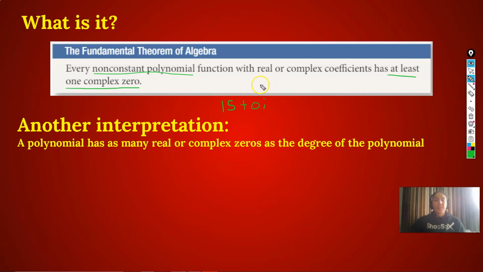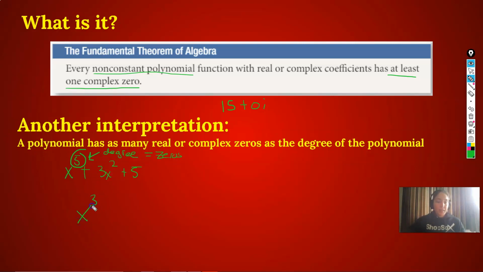So this is basically saying that every non-constant polynomial has at least one zero. We'll just say zero now in general. A consequence of that, or another interpretation, is that a polynomial has as many real or complex zeros as the degree of the polynomial. So x to the fifth plus 3x squared plus 5 has 5 zeros, because remember, the highest exponent is the degree. So the degree of the polynomial is also the amount of zeros that it's going to have. This is the main way we're going to use the fundamental theorem of algebra.